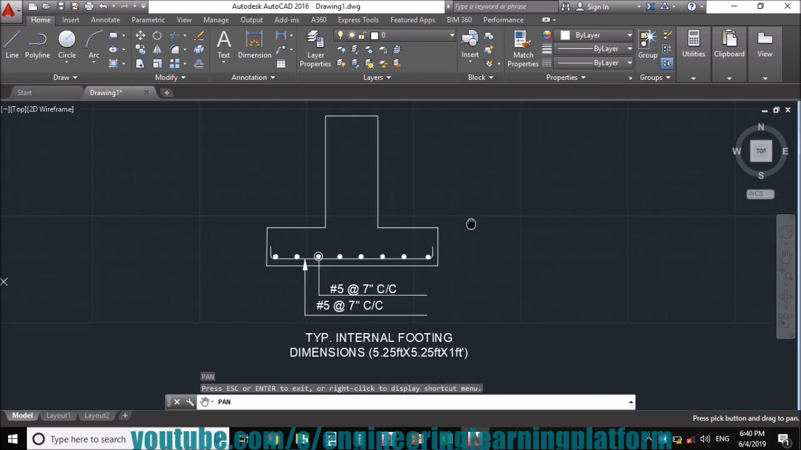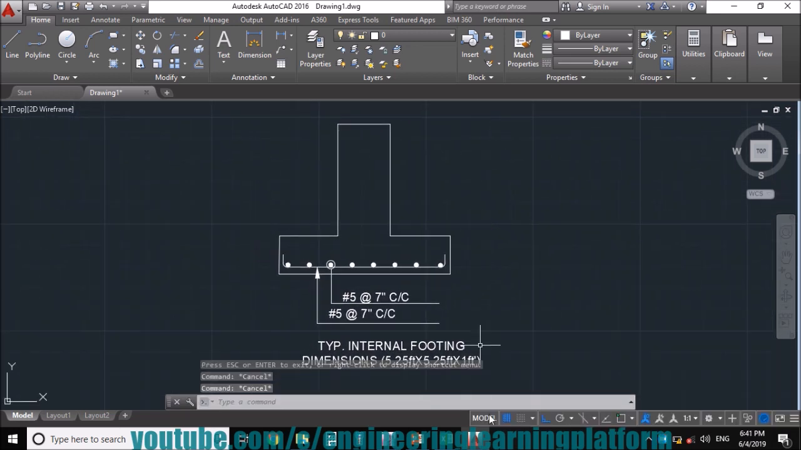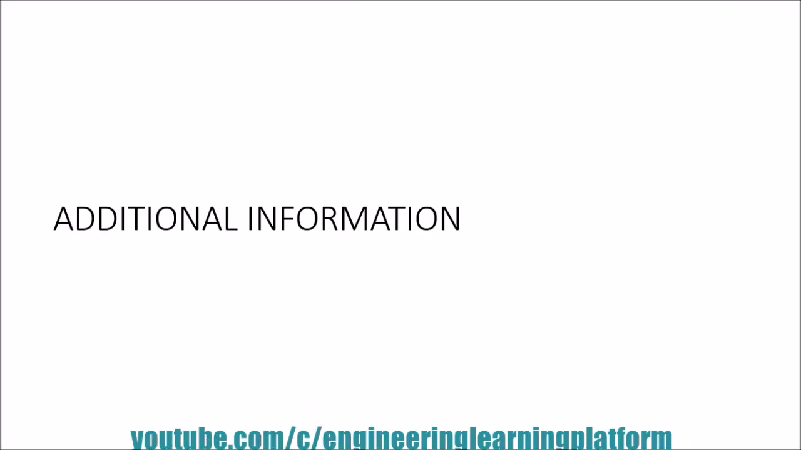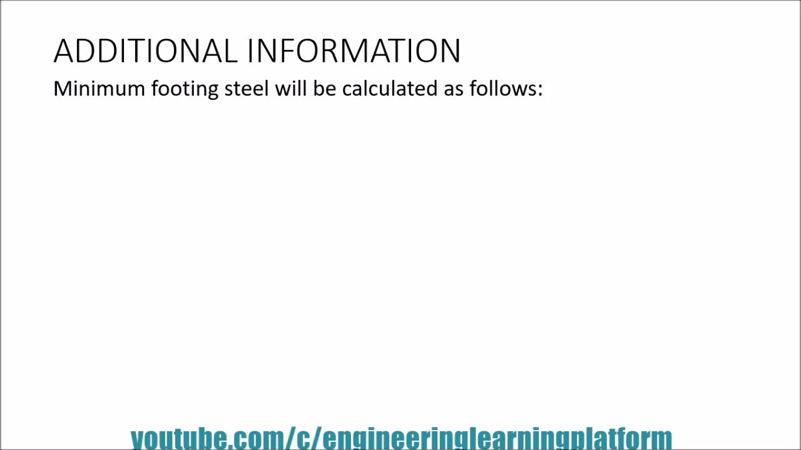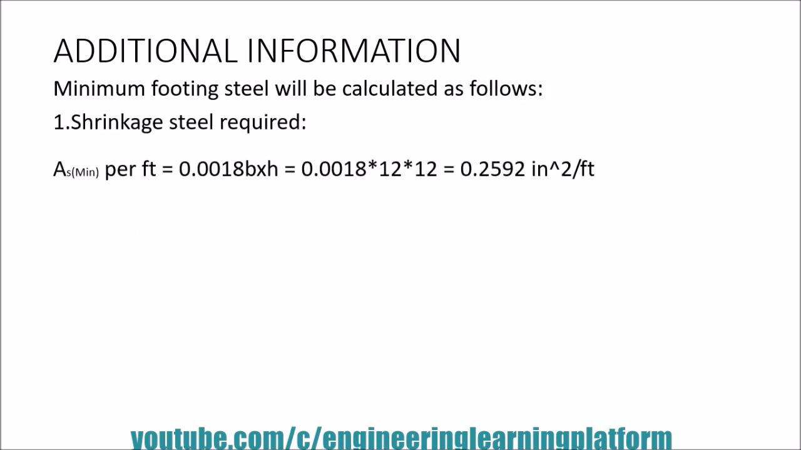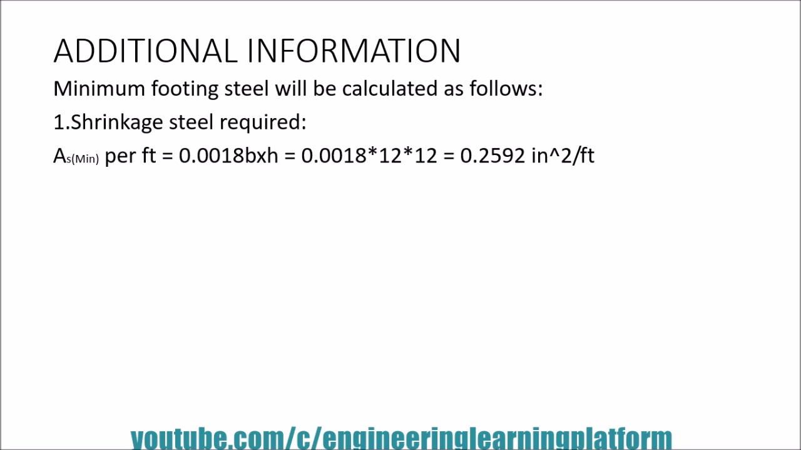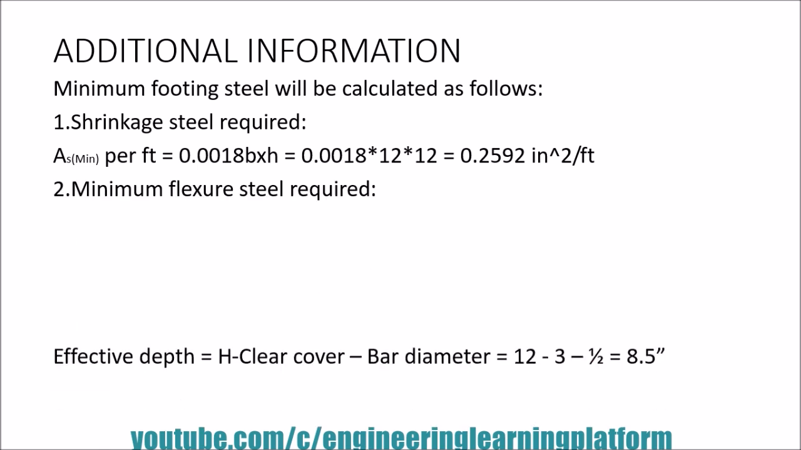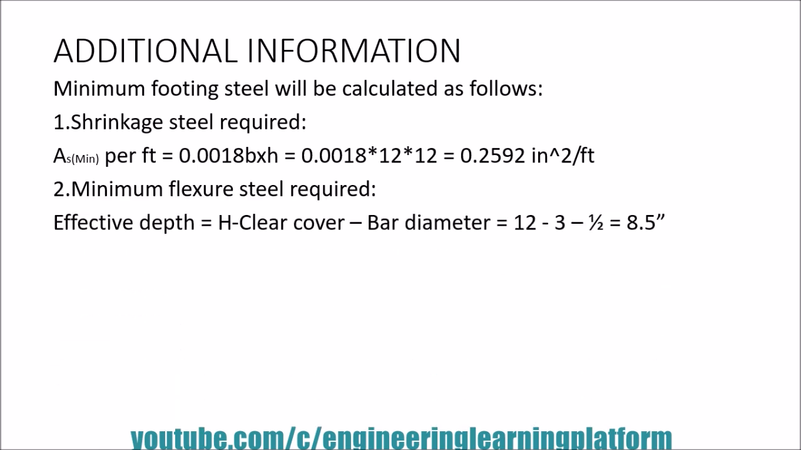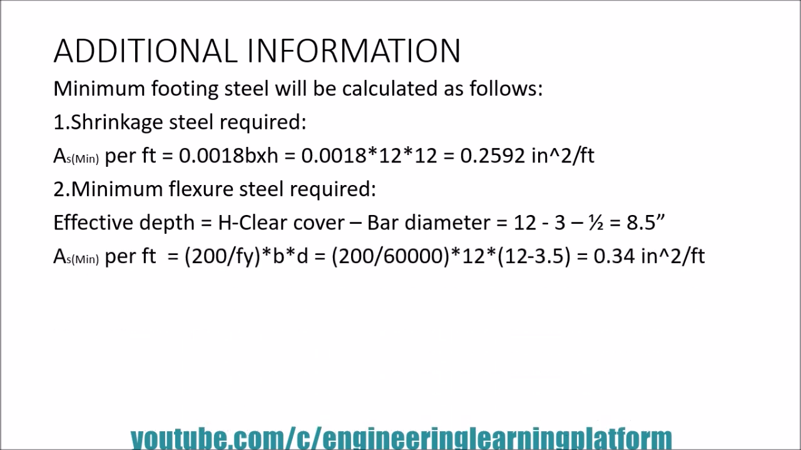So now we are done with detailing the AutoCAD drawing for the footing required. Similarly, there is additional information. The minimum footing steel should be calculated as follows. Shrinkage steel required, AS minimum per foot 0.0018 BH for 60 KSI steel. The calculation is shown. While for the minimum flexure reinforcement required, we have to calculate the effective depth minus clear cover, that is 3 inches, and minus the bar diameter.